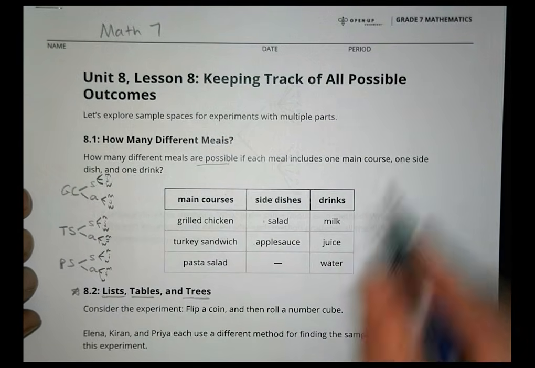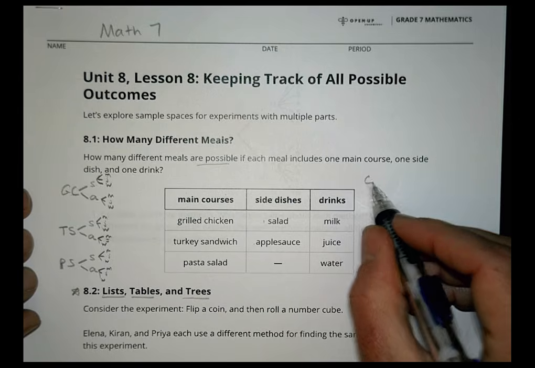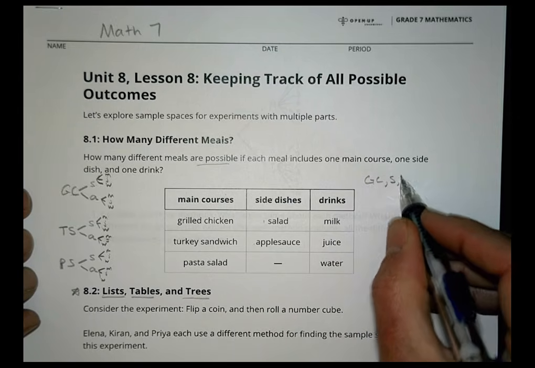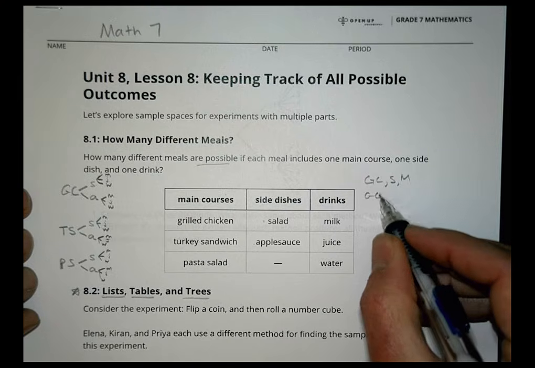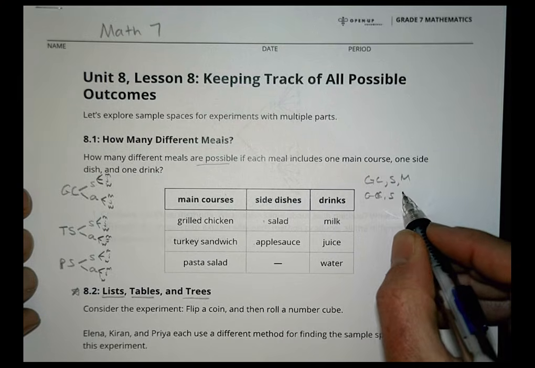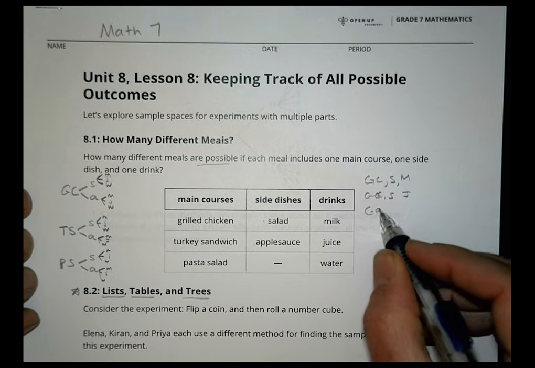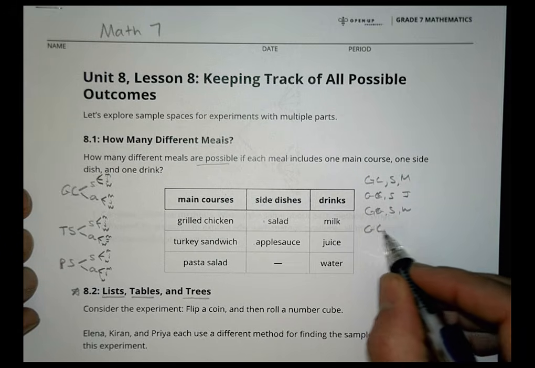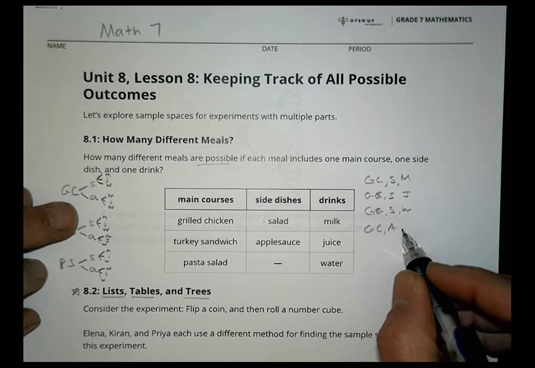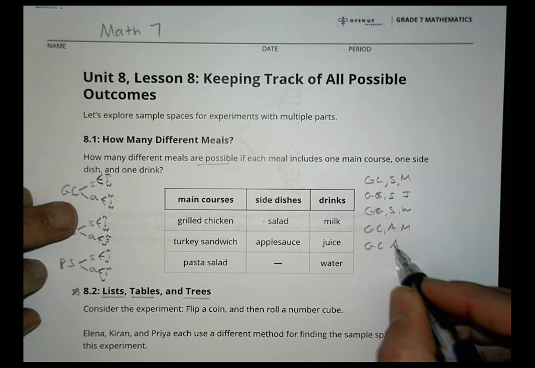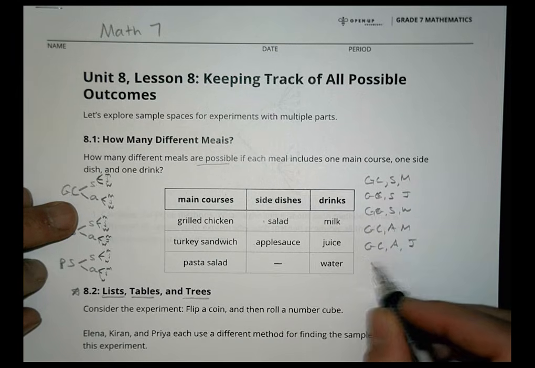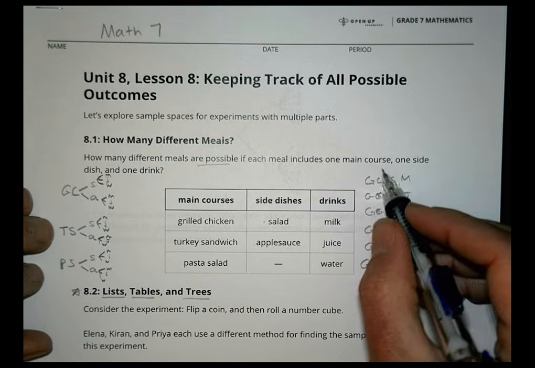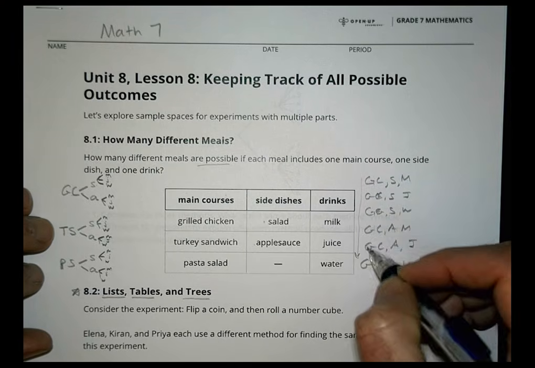If I was to make this a list, I would have something like, I could say grilled chicken, salad, milk. Grilled chicken, salad, and juice. Grilled chicken, salad, and water. I have grilled chicken, and then I can do applesauce and milk. Grilled chicken, applesauce, and juice. Grilled chicken, applesauce, and water. And so you can see I can make a list and continue this.